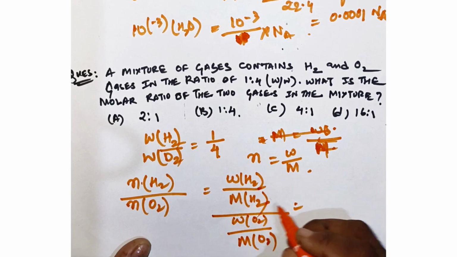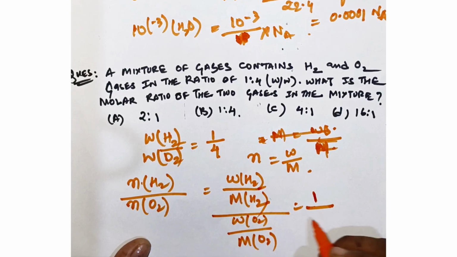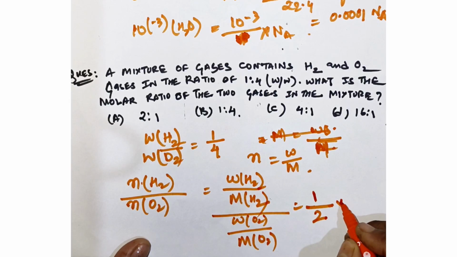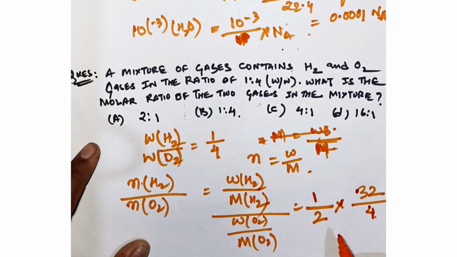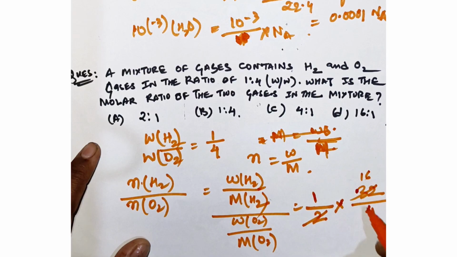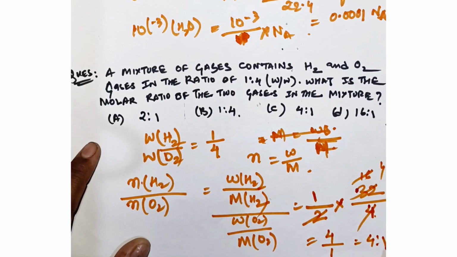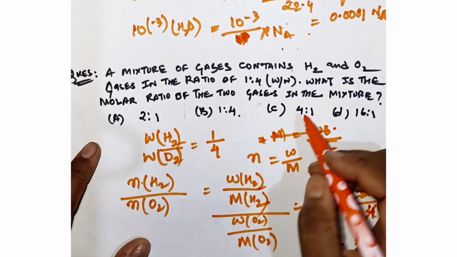Now the weight of hydrogen is given as 1, divided by the molar mass of hydrogen, which is 2. And now this molar mass will go up. The molar mass of oxygen is how much? 16 into 2, that is 32, divided by the weight of oxygen, which is given to you as 4. So what will be your answer? 2 ones are 2, 8 fours are 32, so it is 4 by 1, that is 4 is to 1. So the ratio of the molar masses will be 4 is to 1.